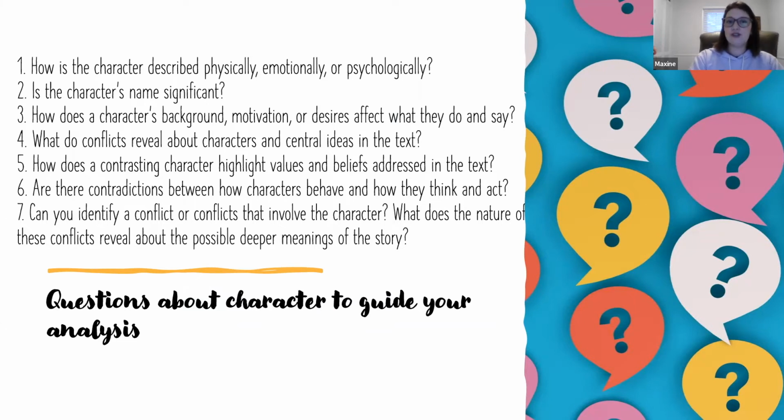What do conflicts reveal about characters and the central ideas in the text? How does a contrasting character highlight values and beliefs addressed in the text? Are there contradictions between how characters behave and how they actually think and act? And then can you identify a conflict or conflicts that involve the character, and what does the nature of those conflicts reveal about a possible deeper meaning of the story?